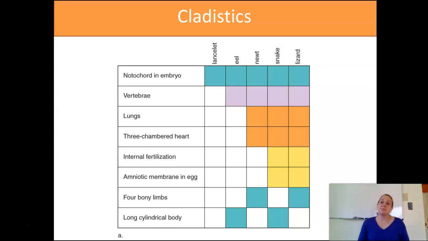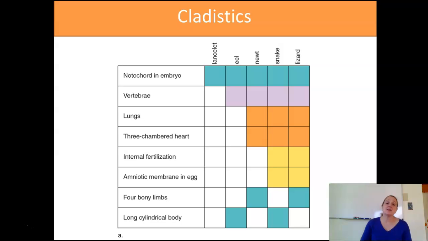But we see a speciation event where the eels develop vertebrae. So that would be a derived characteristic. Once it shows up in the eels, all the newts, all the snakes, all the lizards, everybody thereafter, every species that is new to our planet after that will have the vertebrae. Same thing with lungs and the three-chambered heart. Our newts are the first to show this, but once our newts develop that, every species after that is going to have lungs and a three-chambered heart.